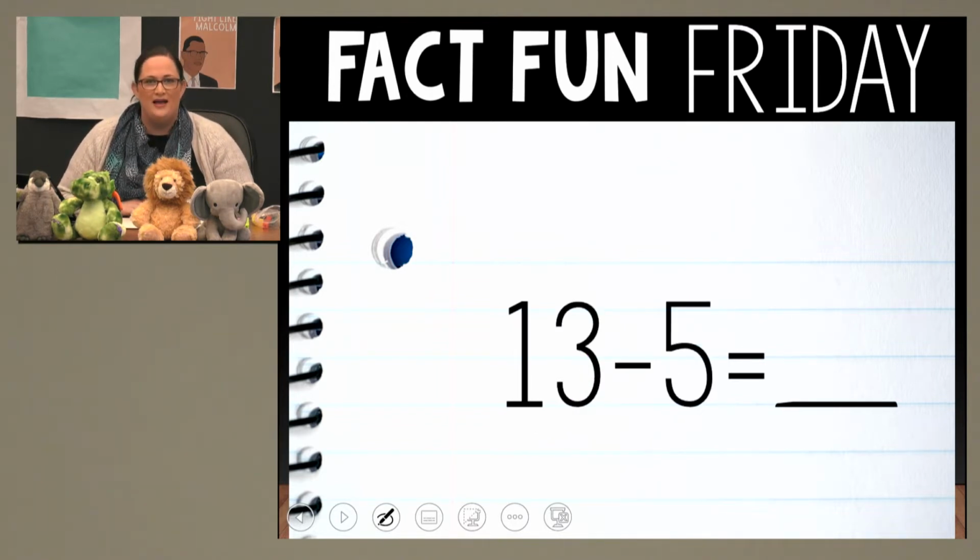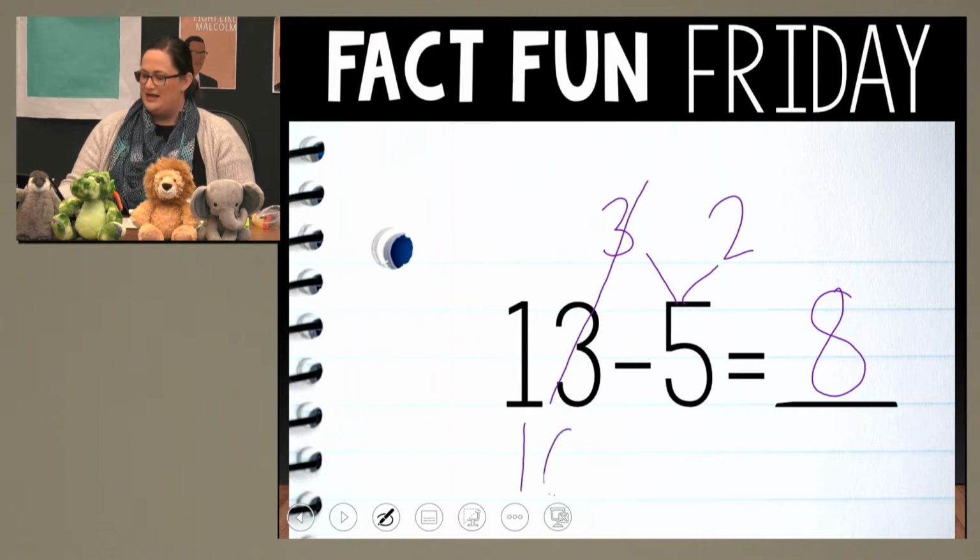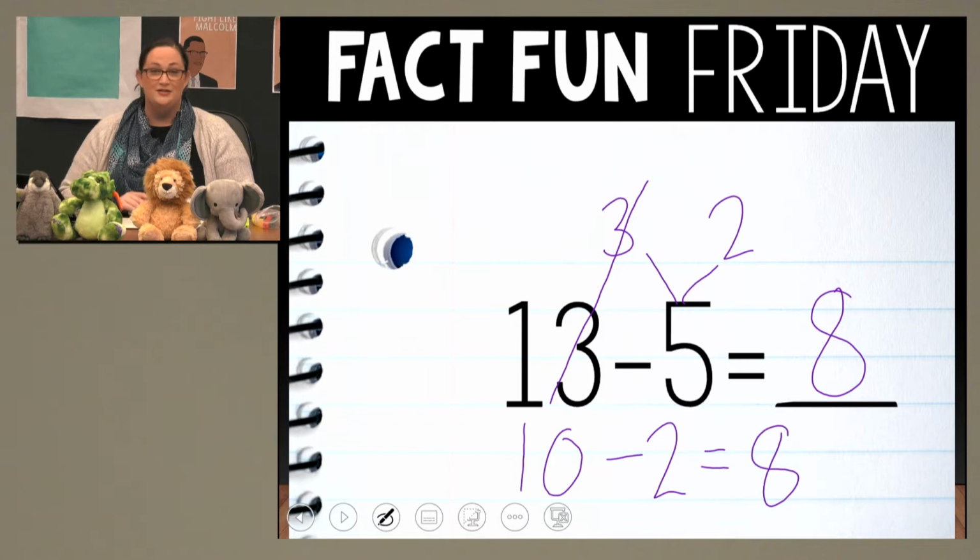13 minus 5. What does it equal? It equals 8, because 5 is made up of 3 and 2. And if I take away the 3, I get 10. Take away 2 more, and 10 minus 2 is 8. I said it backwards, friends. Like I said, my brain is feeling a little wobbly today. 10 minus 2 is 8, so 13 minus 5 equals 8.